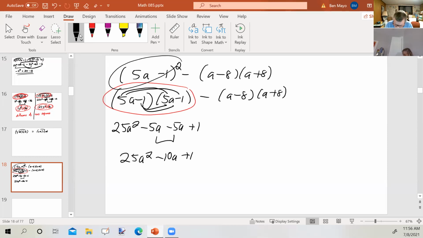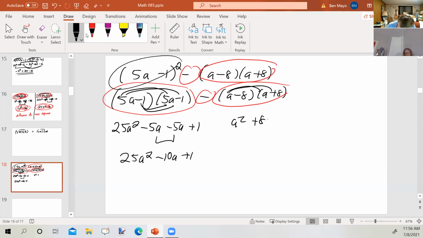Now, here's where we've got to be careful. We are subtracting this whole thing. So what I'm going to do, first of all, I'm going to find that whole thing. That is the a minus 8 times a plus 8, okay? Which is going to be a squared plus 8a minus 8a minus 64. The middle terms cancel out. So there's that difference of two squares.